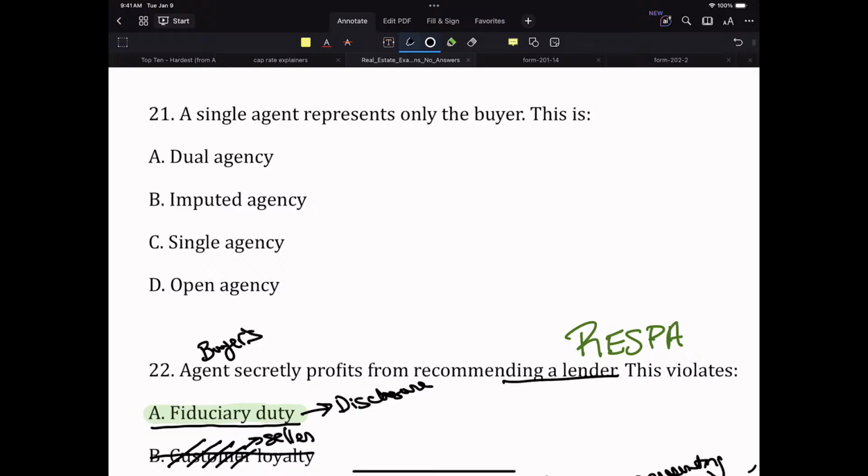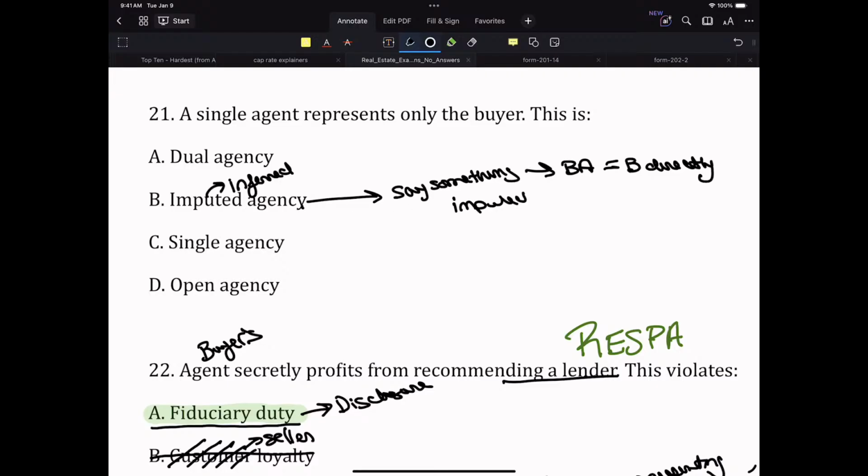All right, what's imputed? Ooh, good question. Anybody know what imputed means? I know this one you probably don't. When I think of the word imputed, I think of inferred. You know how if you say something to the buyer's agent, it's the same as telling the buyer directly? The way I've heard this word is usually imputed knowledge.